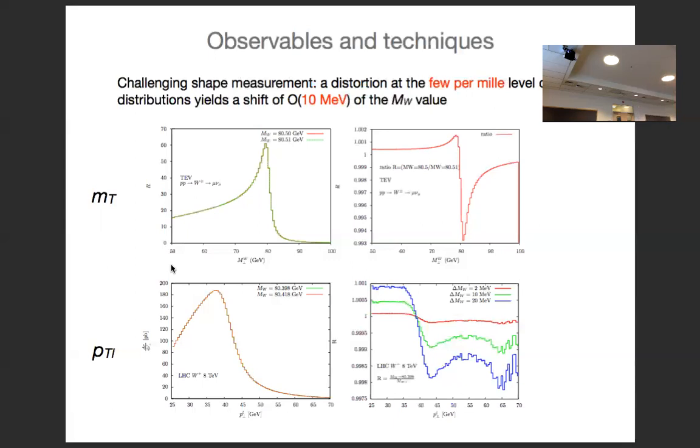A 0.5 per mil effect is a crazy effect. This means that if you hope to measure MW with a precision better than 10 MeV, you need to control your experimental measurements at better than 0.5 per mil. This is a really difficult measurement. All possible theoretical uncertainties can contribute to this observable, and so you really have to tune your simulation. You really have to investigate better and better possible sources of uncertainties for these observables.